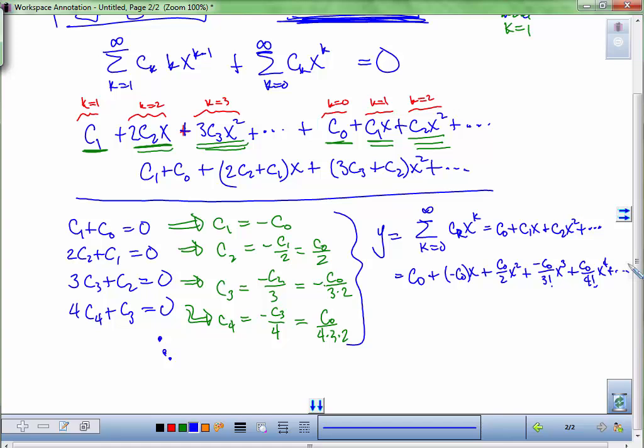Anything we can do? Let's factor out the C naught, right? So we have a 1 minus x plus x squared over 2. Let's throw in a factorial there. Minus x cubed over 3 factorial plus x to the fourth over 4 factorial.